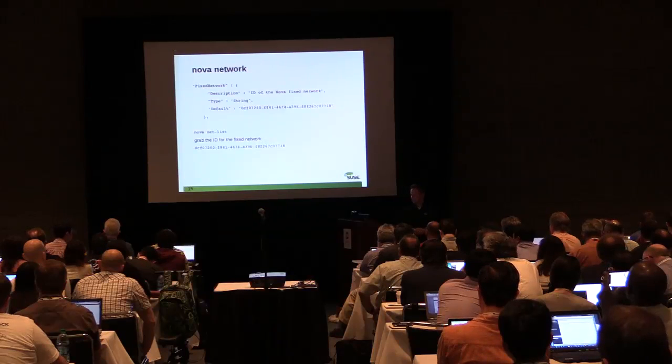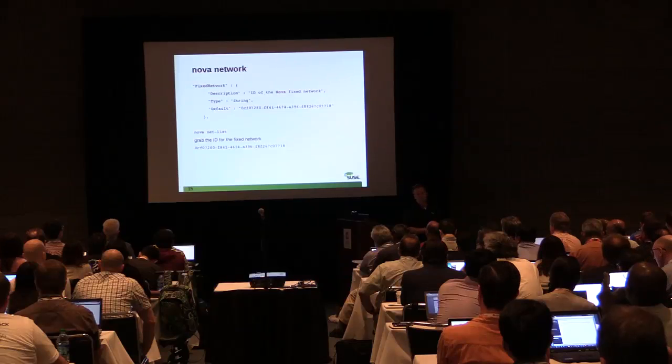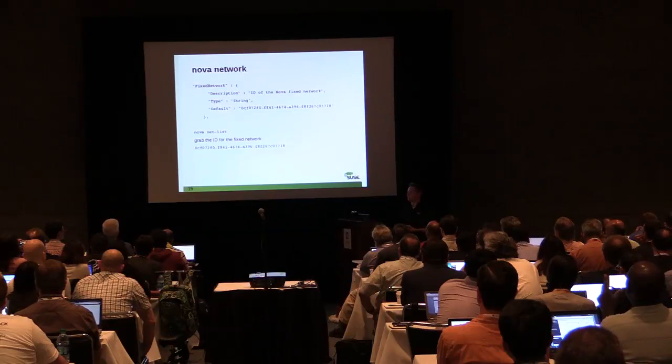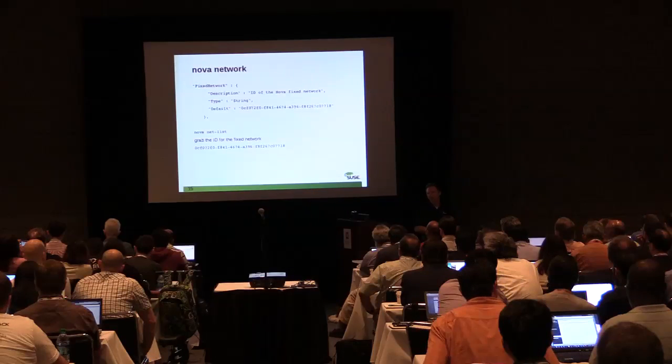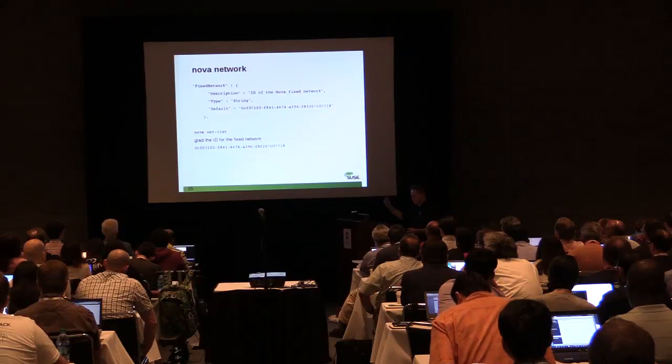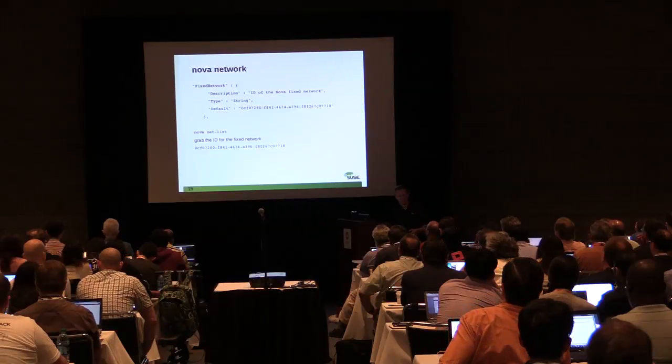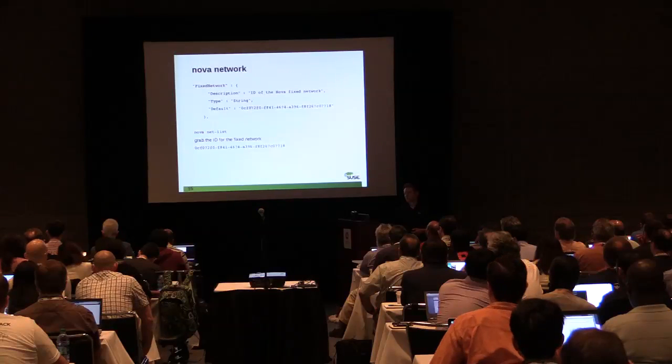The next thing is the fixed network also. It also has the UUID that we'll need to pull out because we are using that in our heat template as well. So again, that's just another UUID that we're going to need to pull out for our heat stack.